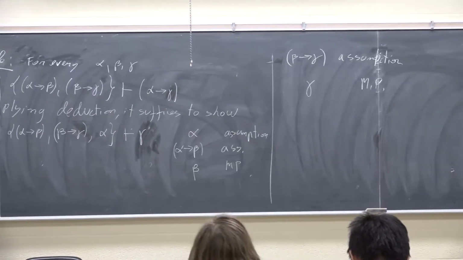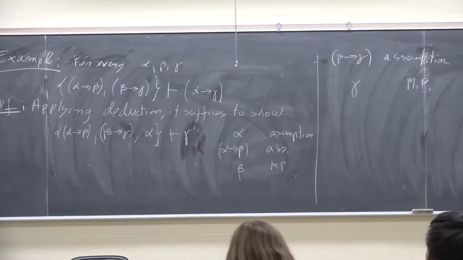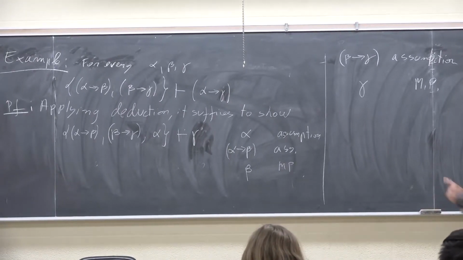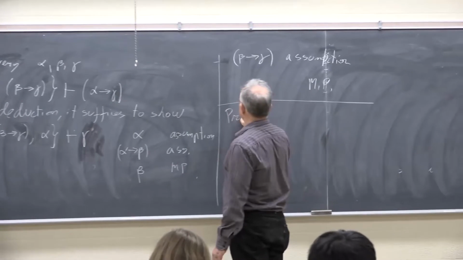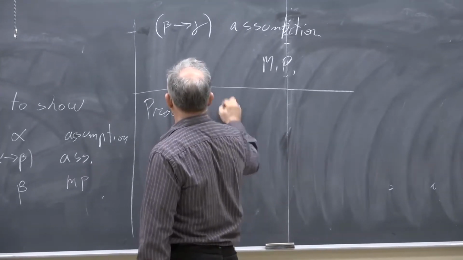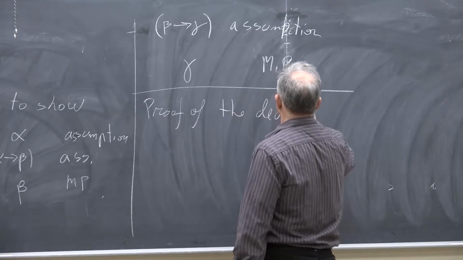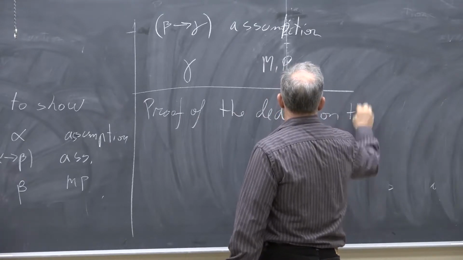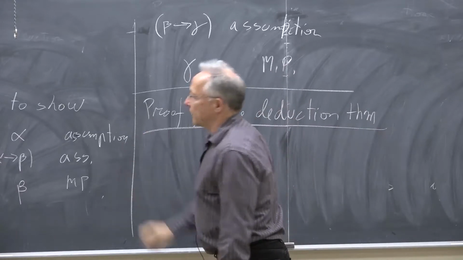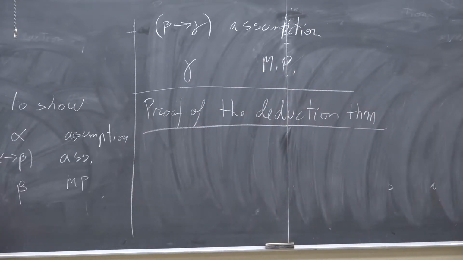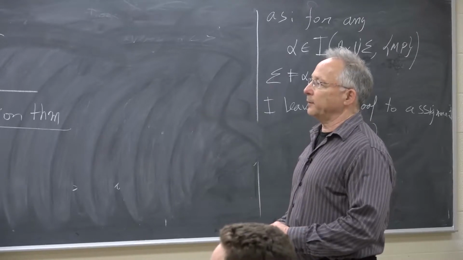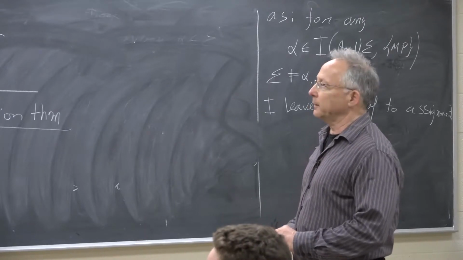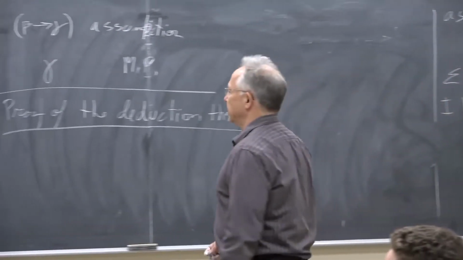But there is a cost to pay. If we want to use it, we have to prove it. So let us prove it. So now I want to do the proof of the deduction theorem. The deduction theorem is an if and only if, and whenever we have an if and only if statement, we need to prove two directions. So one direction is very easy. What is the easy direction?